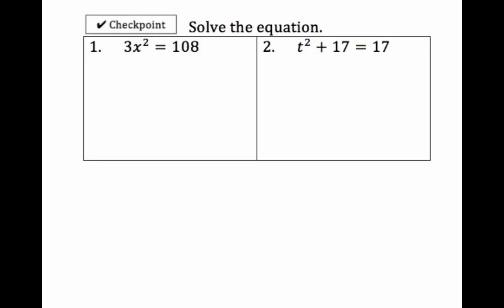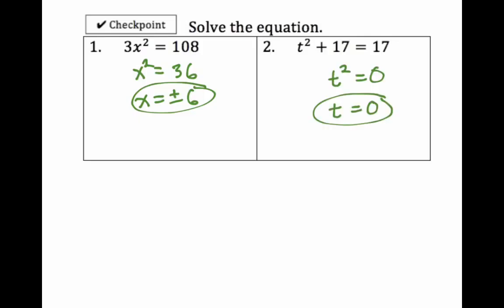Okay, solution to number 1. Well, first I had to divide both sides by 3, and then I had to just simplify for the square roots. X equals plus or minus 6. This one, we have t squared equals 0, t equals 0. All I had to do was subtract 17 from both sides. I end up with that being a 0, so t equals 0. Simple enough. Let's move forward.